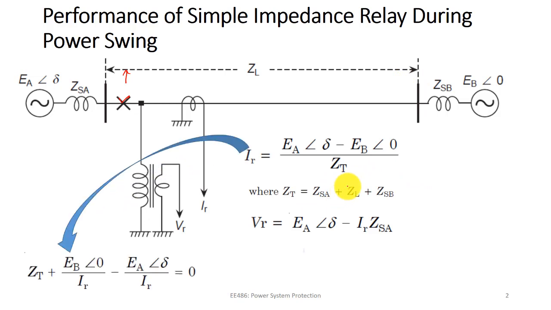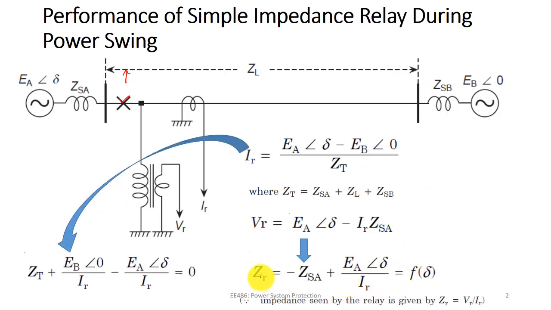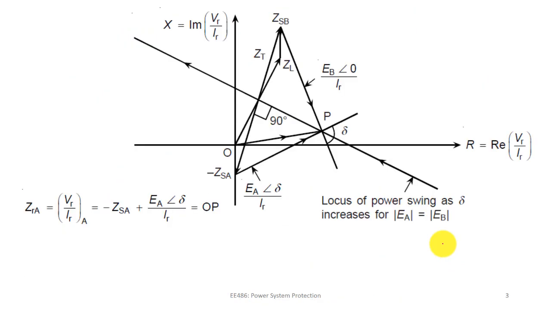These equations we have already discussed, and we found that your ZR is a function of delta, right? Now let us plot this ZR, that is the impedance seen by the relay. So here we are now plotting different impedances, right? Let us first plot your ZRA, or ZR simply, that is VR by IR, the impedance seen by the relay at location A, and that is equal to, as we already derived, minus ZSA plus EA delta by IR.